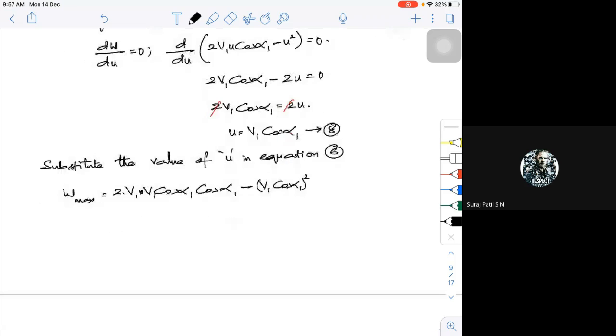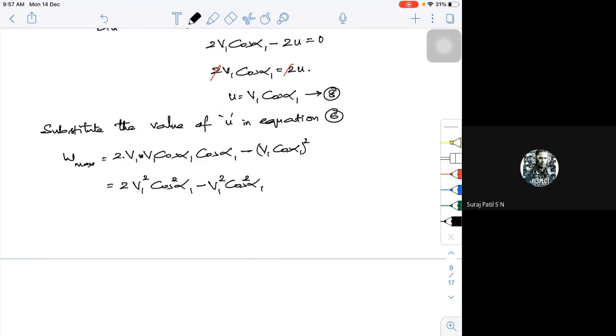Now this one I can write as 2V1 square cos square alpha 1 minus V1 square cos square alpha 1. So simply I'm going to get W max is equal to V1 square cos square alpha 1. Let me call this equation number 9. So for the maximum condition, the work done expression is W max is equal to V1 square cos square alpha 1.